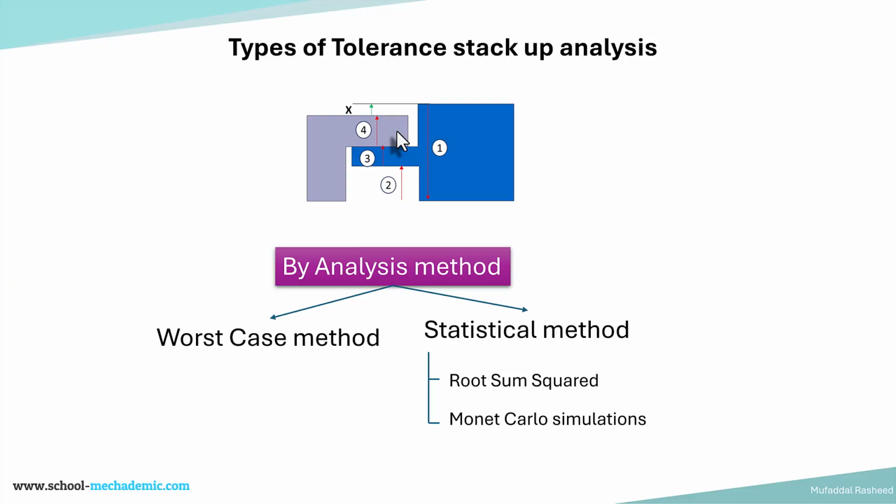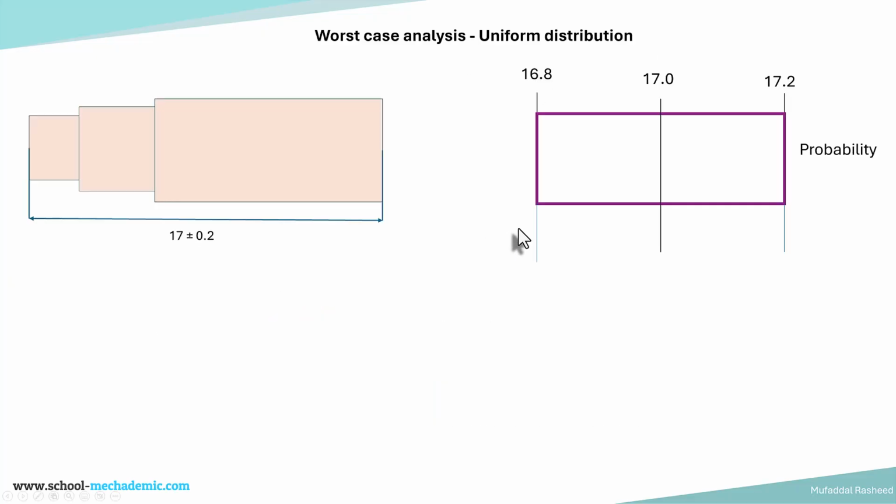First, let us understand what we mean by worst case analysis. When we say worst case analysis, let's say, for example, you have a step shaft as shown, which has a specification as shown, 17 plus or minus 0.2 is the length. Now, when we say worst case, we mean that we are considering a uniform distribution of probability.